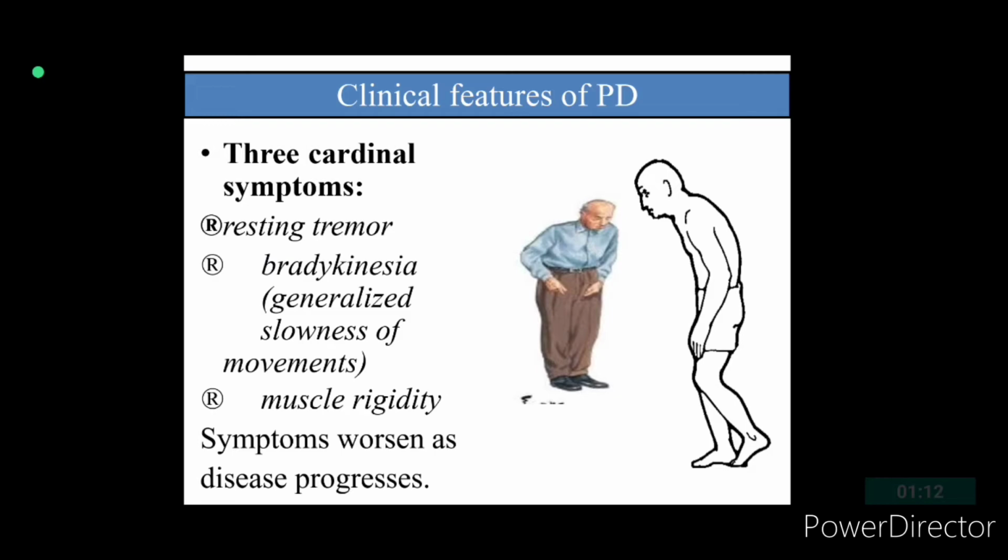Clinical features of Parkinson's disease: resting tremors, bradykinesia, generalized slowness of movements, muscle rigidity. Symptoms worsen as the disease progresses.